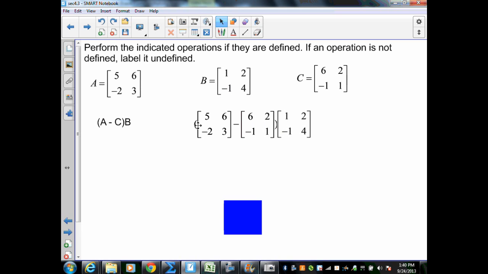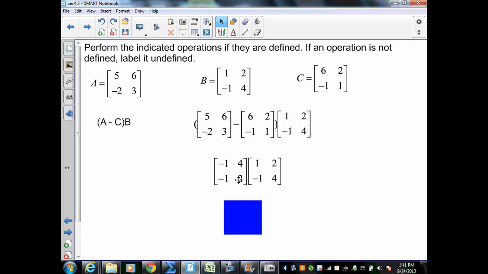So when I do that, I'm going to set it up like this. Matrix A, 5, 6, 3, negative 2. Matrix C, 6, 2, 1, negative 1. And matrix B is 1, 2, 4, negative 1. Now what I need to do is to subtract, since they are in parentheses first. So I have to perform that operation first. 5 minus 6 is a negative 1. 6 minus 2 is 4. Negative 2 plus 1 is a negative 1. And 3 minus 1 is 2.